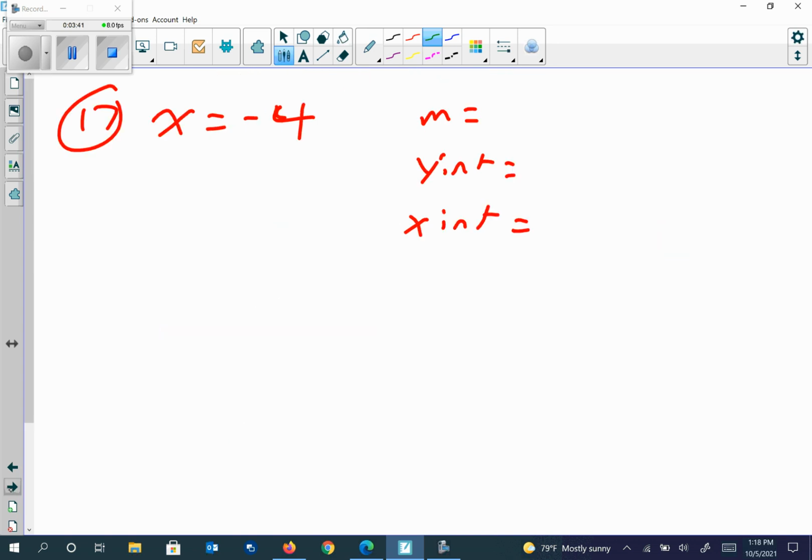Number 17. This we have to know is a vertical line. Vertical lines have an undefined slope. There will not be a y-intercept, so it does not exist, DNE. The x-intercept will happen at, well, it's x equals negative 4, so it's negative 4. So negative 4 comma 0 is the x-intercept.